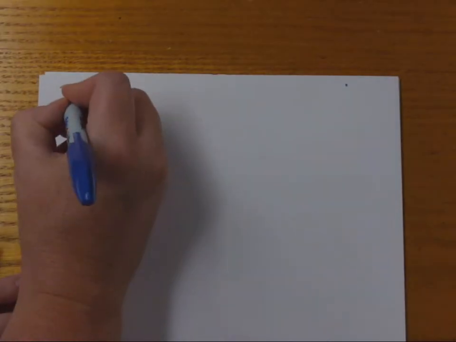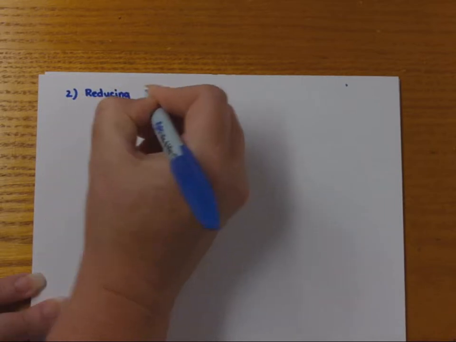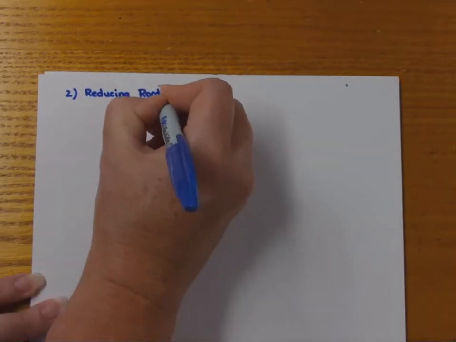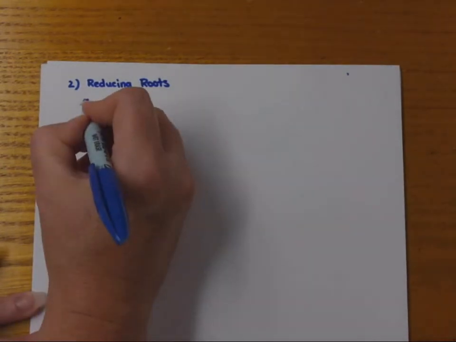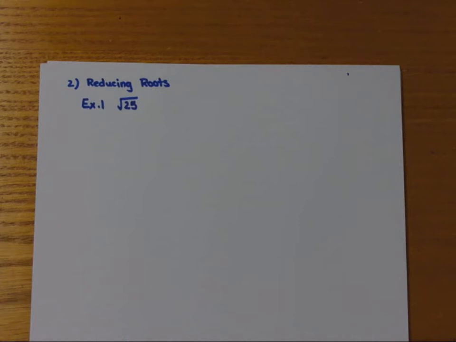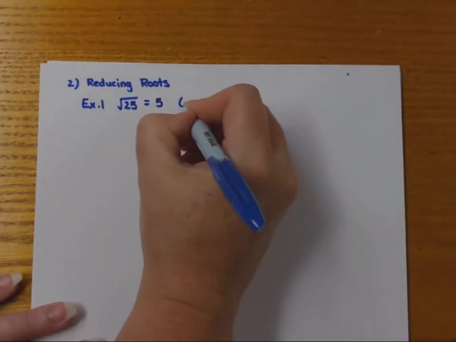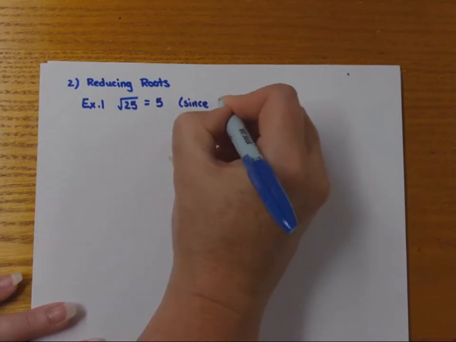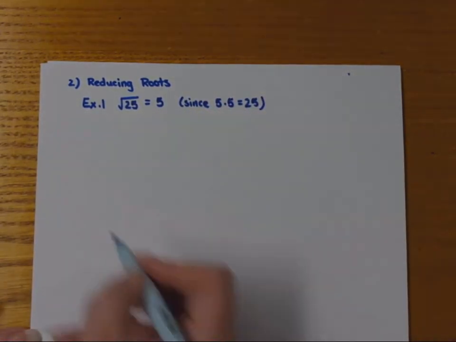So the second thing that I want to look at is reducing roots. Basic roots we already know how to do, hopefully. When I ask you to take the square root of 25, we know already that the answer is 5. But why is it 5? That's going to be kind of important. It's because 5 times 5 is 25.